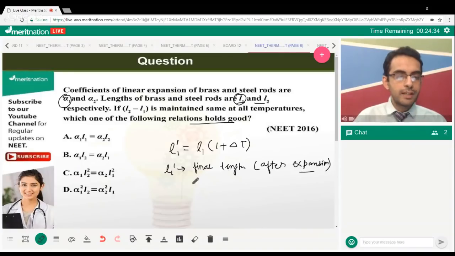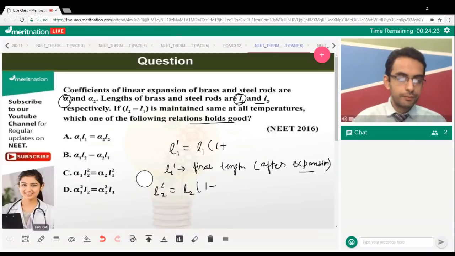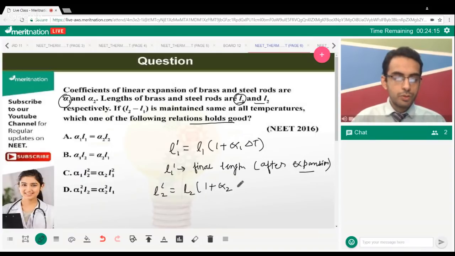Now similarly, we can say L2 dash is equal to L2 multiplied by 1 plus, oh, wait a while, we actually missed one thing. Alpha 1 was also there. So L1 dash is L1 into (1 plus alpha 1 into delta T), and this one is alpha 2 into delta T. This is the final length of the rod after expansion when you increase the temperature by delta T. And L2 dash is the length of the other rod, that means the steel rod, after expansion when we increase the temperature by delta T.